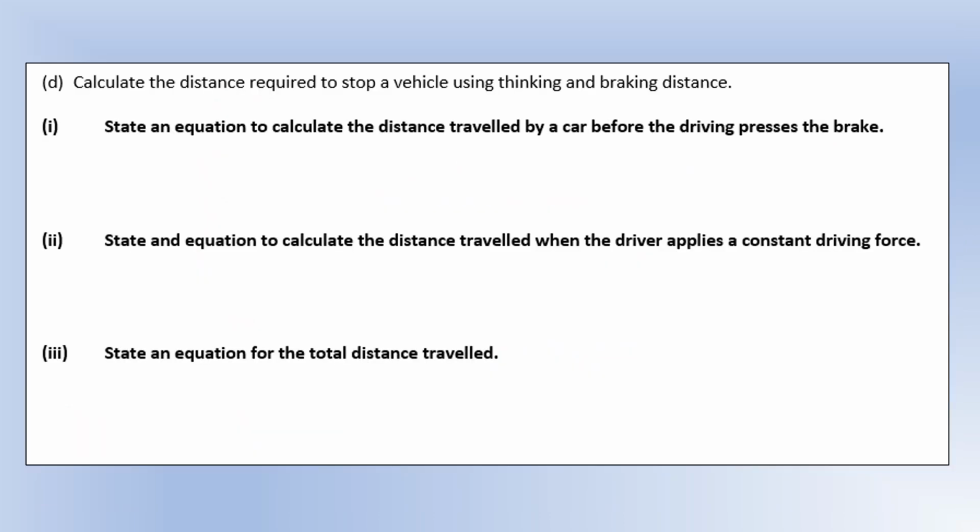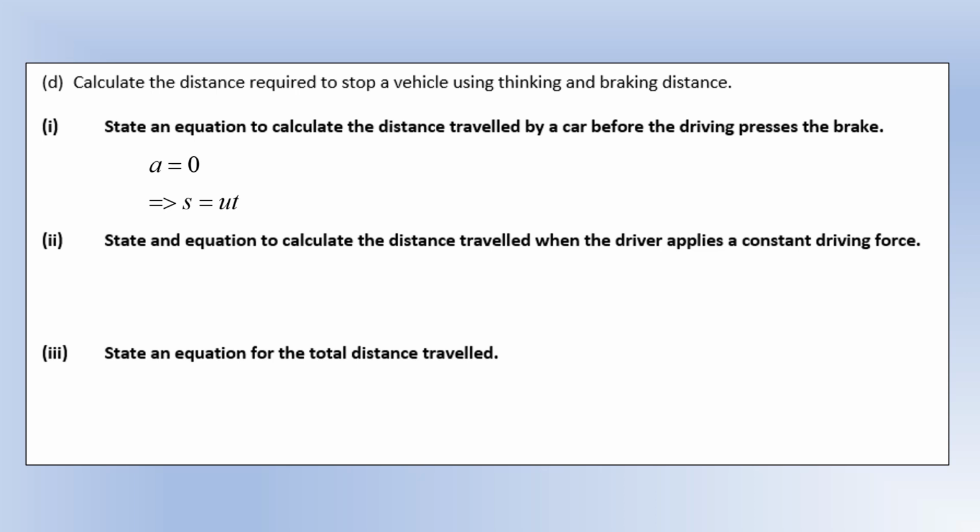Okay, so calculate the distance required to stop a vehicle using thinking and braking distance. Thinking distance is how far you travel while you're trying to process things and haven't applied the brake. Braking distance is how far you travel once you have applied the brake. For the thinking distance, a equals 0, so s equals ut, fairly straightforward.